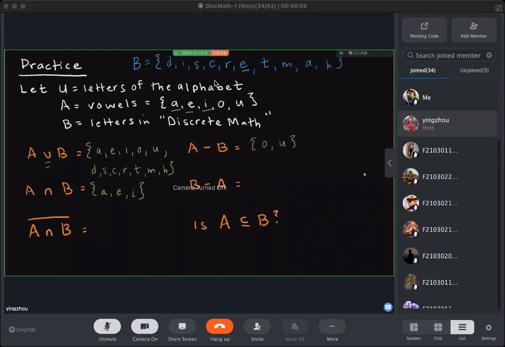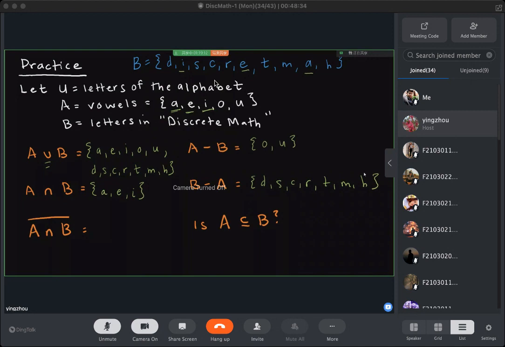The other way around, starting with B, but getting rid of anything that they have in common, which again, the only things they have in common are A, E, I, would be the set of everything left over, which would be D. Let me just go ahead and underline that. E, I, and A. So anything I didn't underline would be D, S, C, R, T, and H.